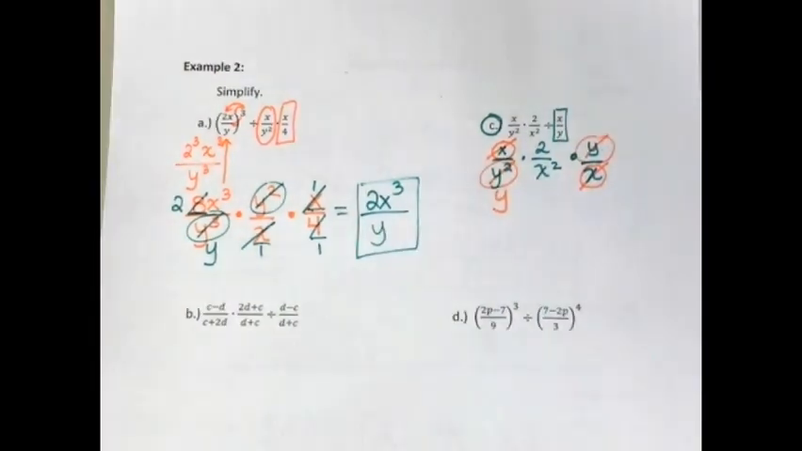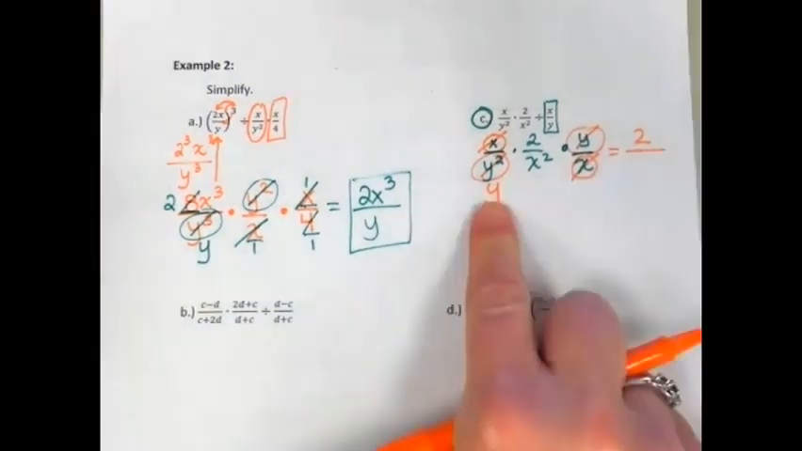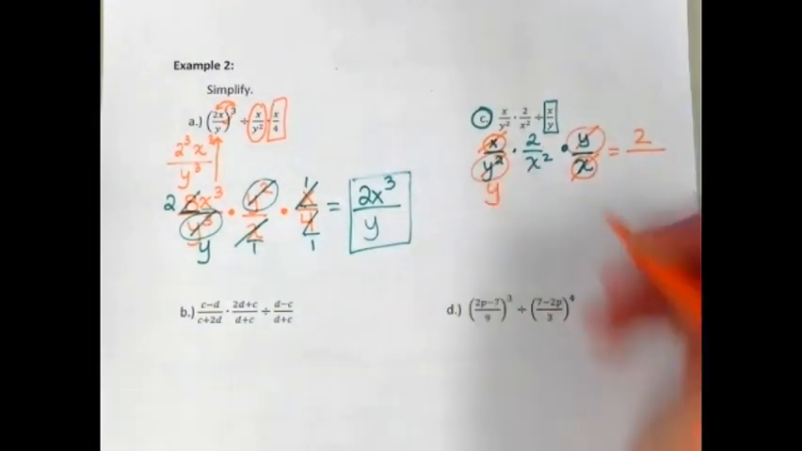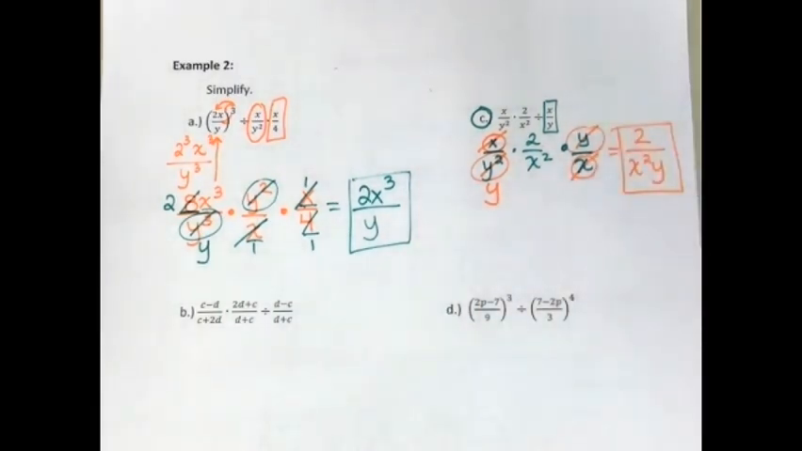Anything else? Nope. So in the numerator, I'm left with 2. And in the denominator, we have y times x squared. Is it okay if I put x squared y? We always tend to go alphabetical order. But if you put y x squared, it's not wrong. Okay. All right. Any questions with that one? All right. C.